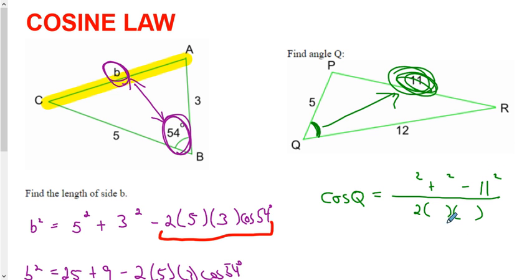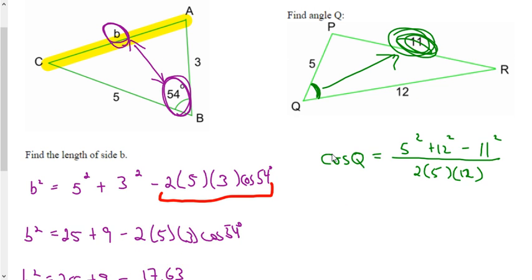The other 2 sides I've got are the 5 and the 12. So I'll go 5 and 12, and I'll go 5 and 12. Okay, so the 2 sides that aren't across from my angle appear twice. The one that is across from my angle is the one that gets subtracted. I've got to make sure I set it up that way. If I set it up that way, it'll work out every time. So let's do our math here.